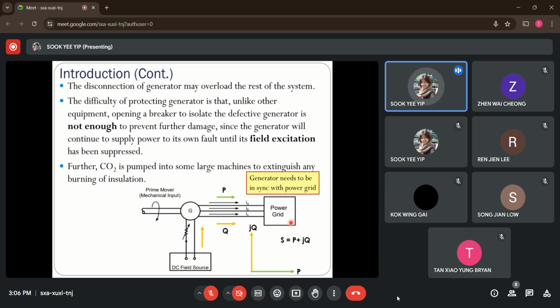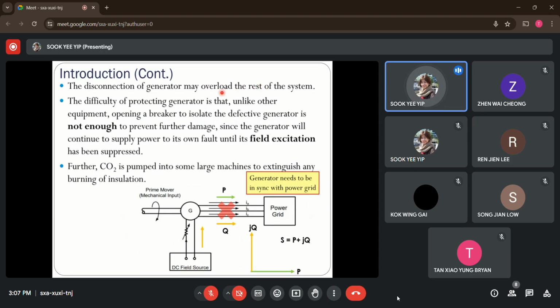So the power grid is associated with stability issues. We need to synchronize these generators with the power grids here. All right, and then this synchronism might be lost if, let's say, we have generator failure. So we have to take care of this generator. Now, what happens if a fault occurs on the generators? By disconnecting these generators, we will actually overload the rest of the system.